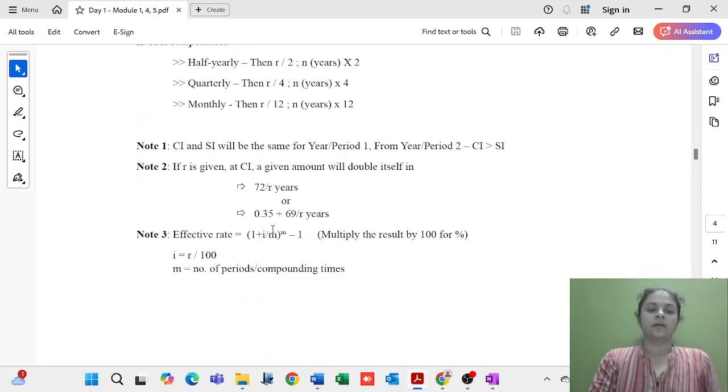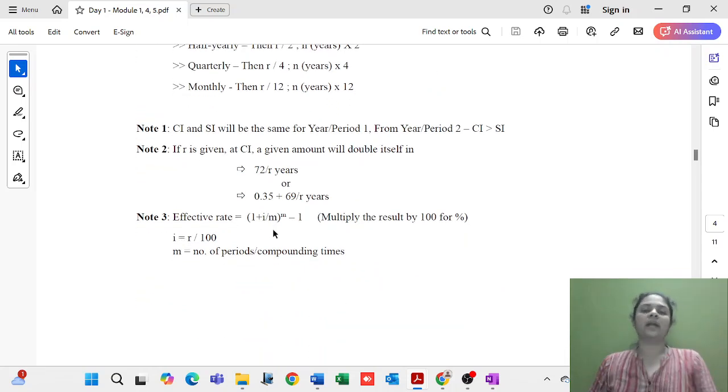Okay. Some points to remember under compound interest. When compound interest and simple interest are calculated for year 1, for the first year, both simple interest and compound interest will be the same. First year means first period, whatever it is. Whereas second period onwards, always compound interest will give greater interest than simple interest because your principal base is increasing.